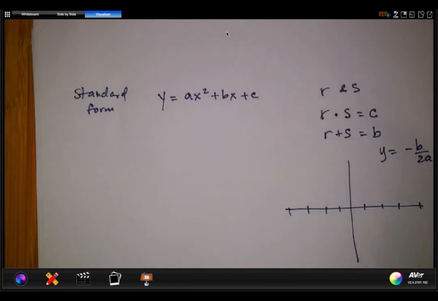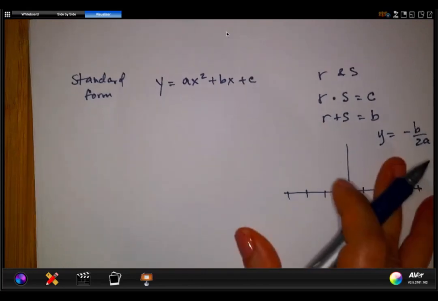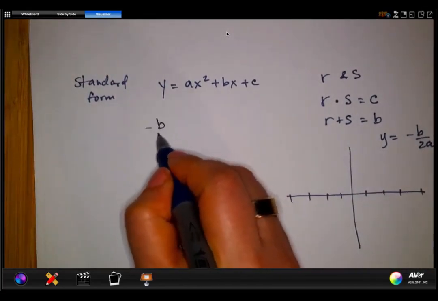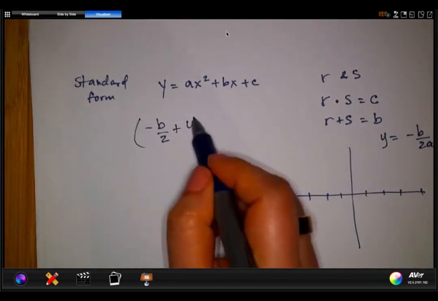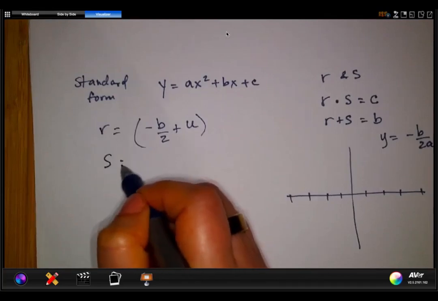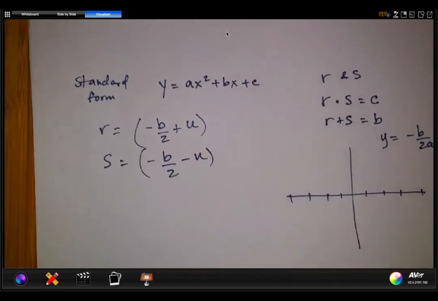So we have, in this case, where if a is equal to 1, then our 2 zeros will be, let's see, right over here, at negative b over 2 plus that distance u. That'll be one of the zeros, and the other zero will be negative b over 2 minus u.